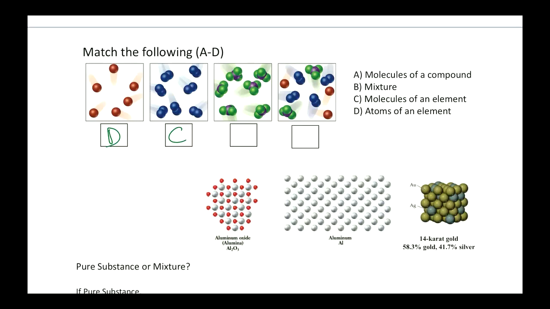So it is an element. It's implied it's an element because there's one color. Okay, all blue balls, all red balls, one element present. Okay, what is the next one?